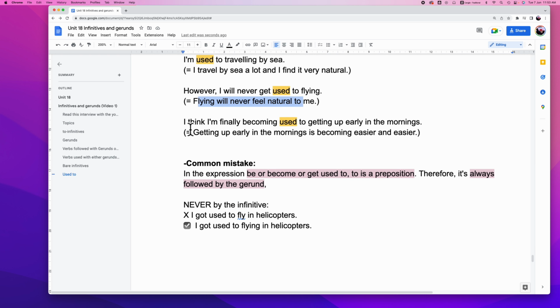I think I am finally becoming used to getting up. Used what? To getting up. So getting up early in the morning is becoming easier and easier.